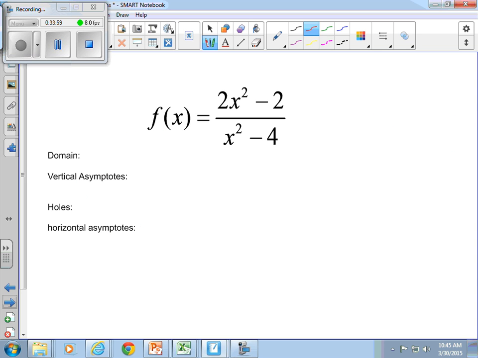Okay, let's do one more. I want you to try this one by yourself, and I'll pass out papers. This is the last example. The last one was only tricky.